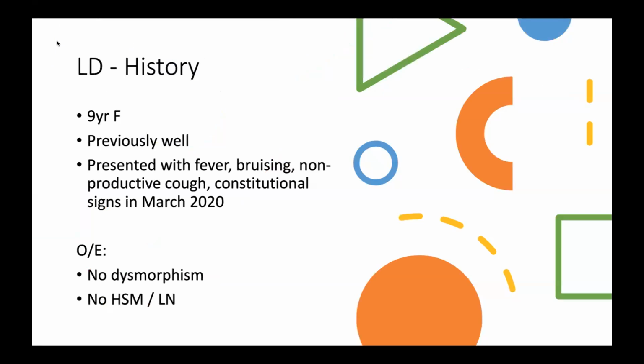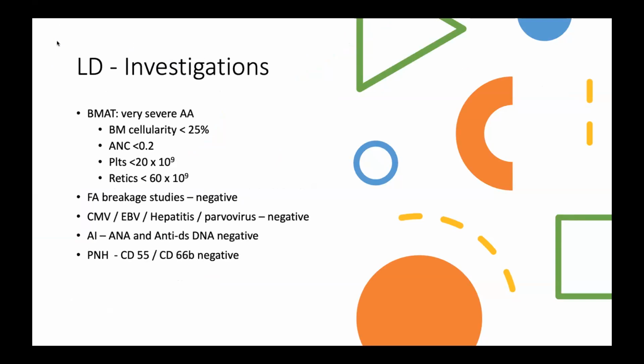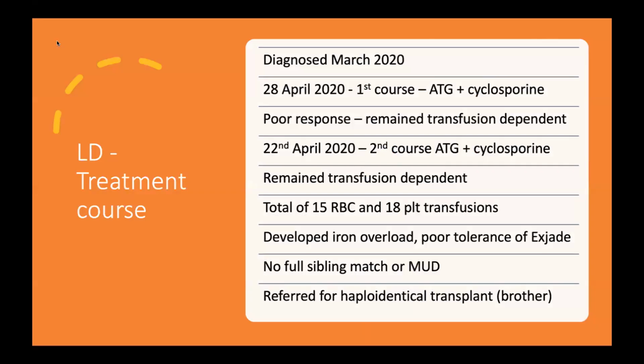So patient LD was a 9-year-old female. She was previously well, presented with fever, bruising, non-productive cough, and constitutional signs in March 2020, was not noted to have any dysmorphism, and there was no hepatosplenomegaly or lymphadenopathy. Again, her bone marrow confirmed very severe aplastic anemia. Her breakage studies for Fanconi's were negative, as were her viral and autoimmune screens, as well as her PNH screen.